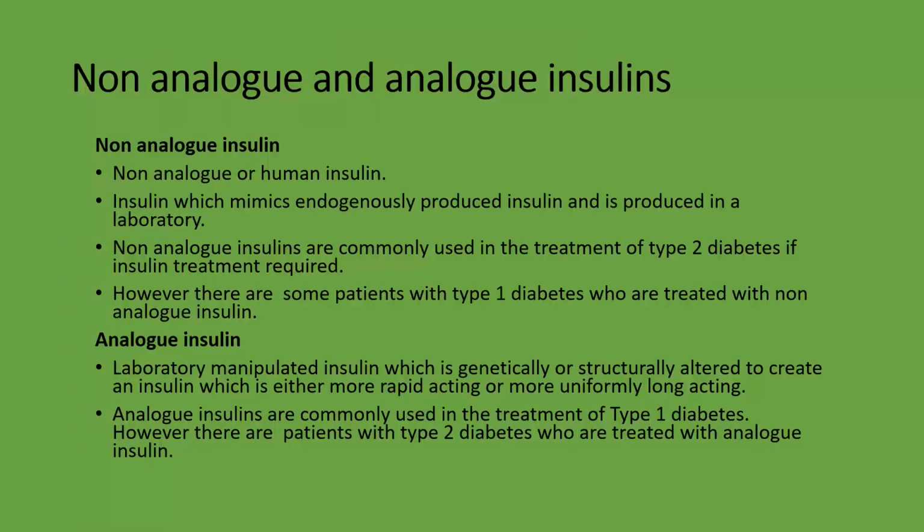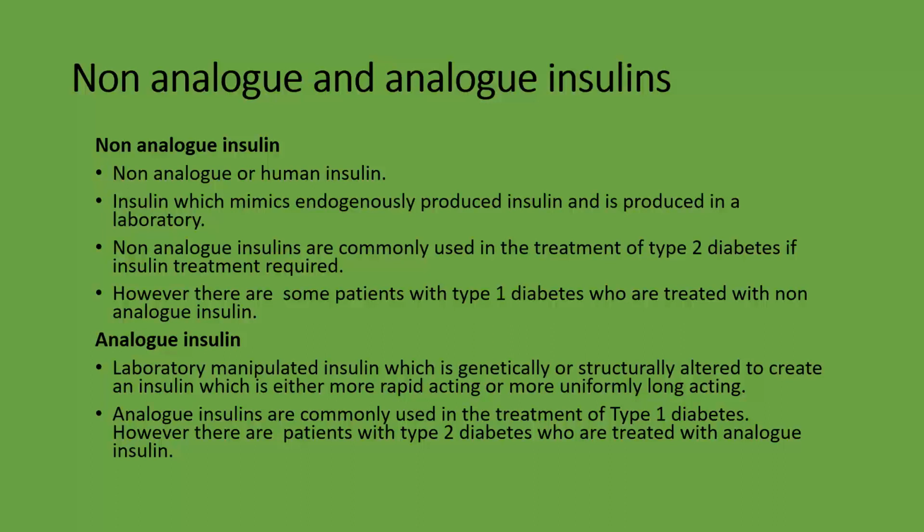Okay, so what are the non-analog and analog insulins? The non-analog insulins are human insulins mainly, or porcine insulin. They mimic endogenously produced insulin and are produced in a laboratory. Non-analog insulins are commonly used in type 2 diabetes. Analogs are mainly used in type 1 because in analogs we can easily manipulate.